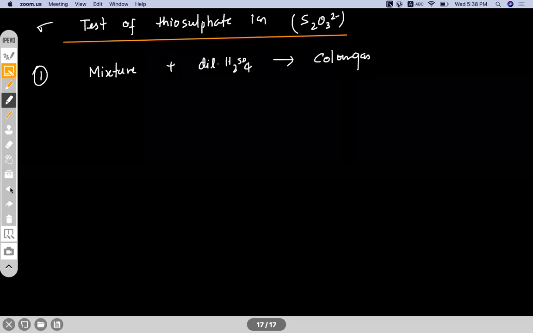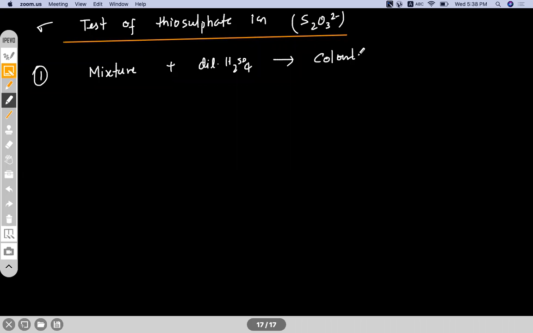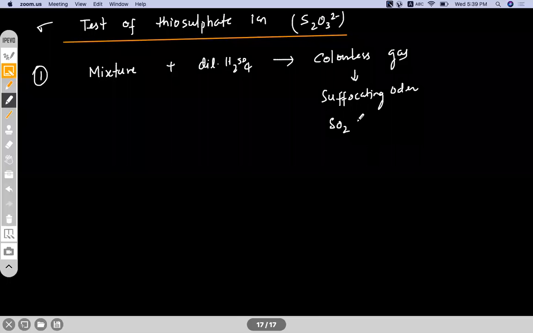I'm just writing down the keywords here, right? You can also write down the same thing. Colorless gas, the whole sentence is not required. Colorless gas we get, which has a suffocating odor. What is this gas? Could you tell me? We have done this now. SO2, right. Suffocating odor. That is SO2 evolved.